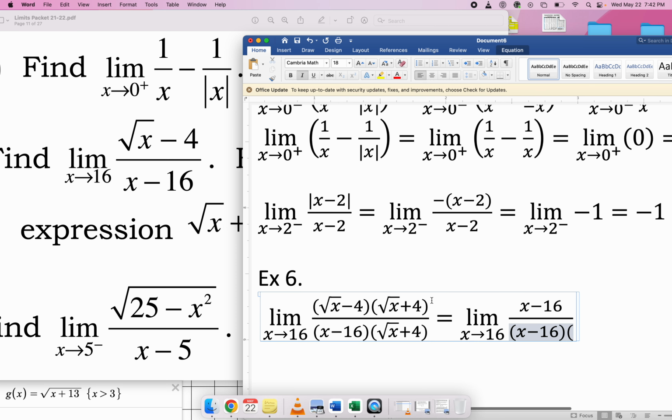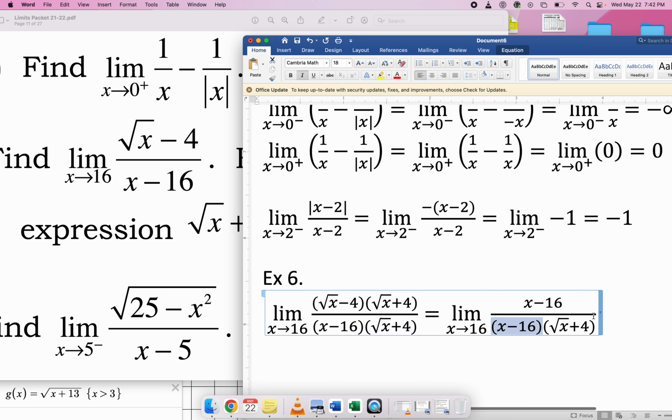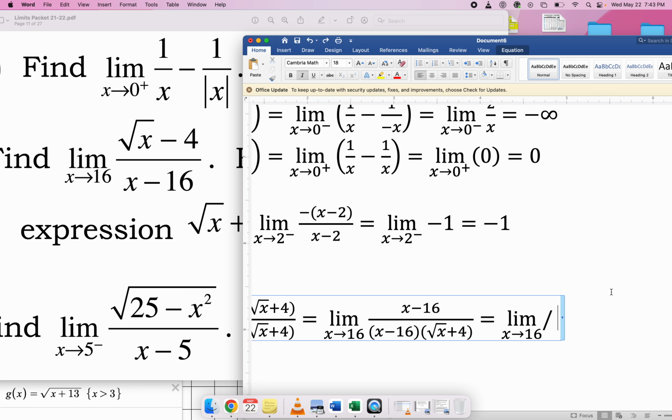So, yeah, you can multiply this out manually, like root x times root x, and then root x times 4, and then negative 4 times root x, but you'll get x minus 16, I promise. Now, what we should notice is that the x minus 16s cancel, and so that just gives you 1 over square root of x plus 4, and if you plug 16 into that, you will get an actual value, right? I think you get 1 over 8, so that's the limit.